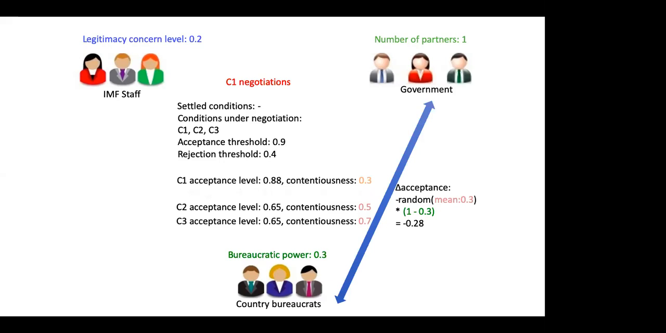The negotiations between the country bureaucrats and the government are determined by 2 factors: the bureaucratic power, which is a function of the crisis scope, and the political contentiousness of the condition.